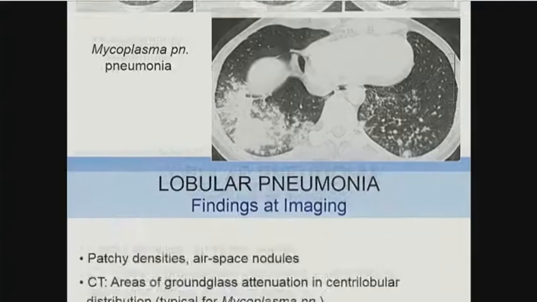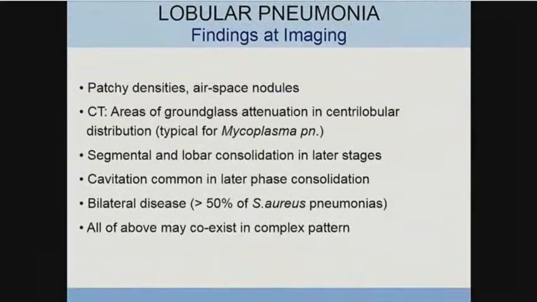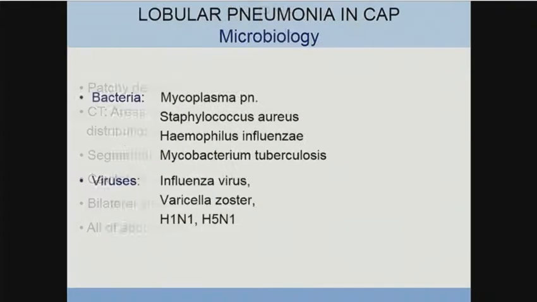So what we see on imaging is patchy densities, airspace nodules, areas of ground glass in central lobular distribution, and then in later stages, segmental and lobar consolidation. Cavitation may occur in later phase consolidation, and bilateral disease is pretty common in Staphylococcus aureus, but also in mycoplasma disease. It is important to know that all of the above may exist in a complex pattern.